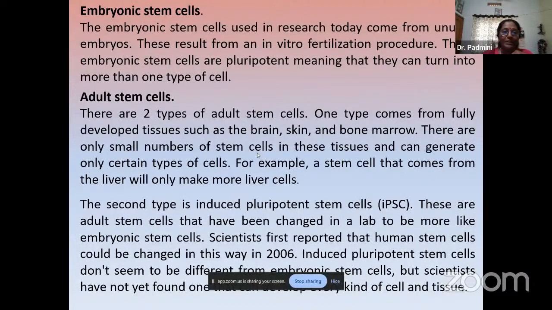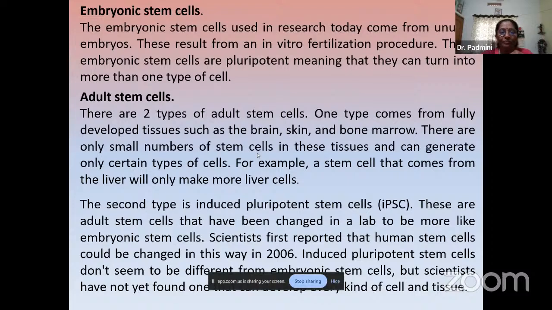There are two types of adult stem cells. One comes from a developed tissue, that is an adult form, from when a baby is born up to the adult stage. The cells that are present in humans are called adult stem cells. You can call them somatic cells also, because they can be taken out from either the brain or the skin, and also from the bone marrow.